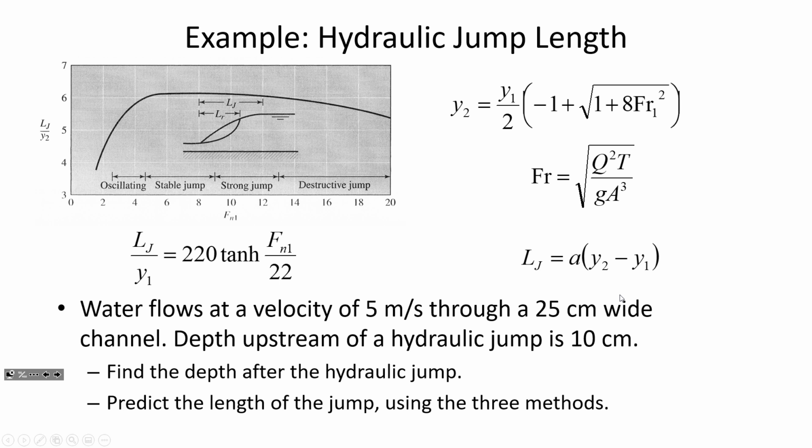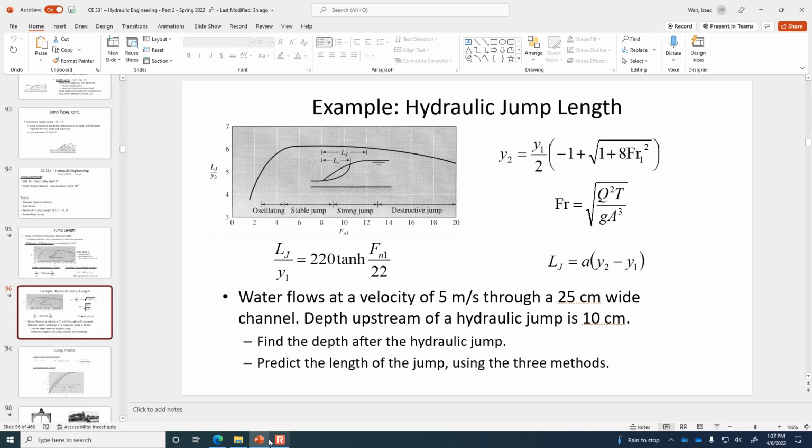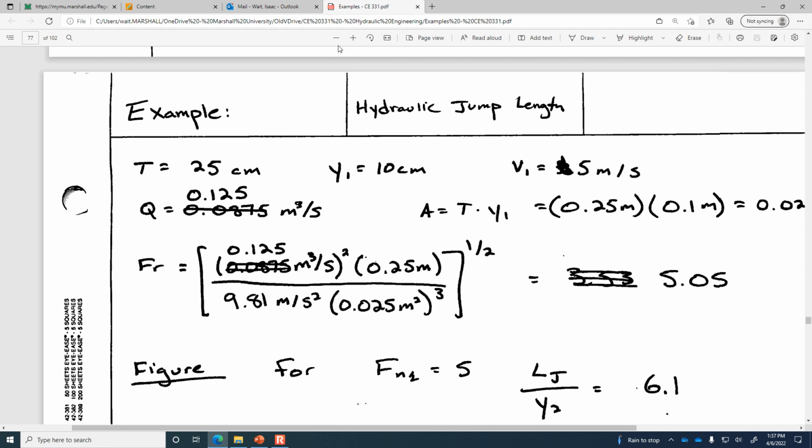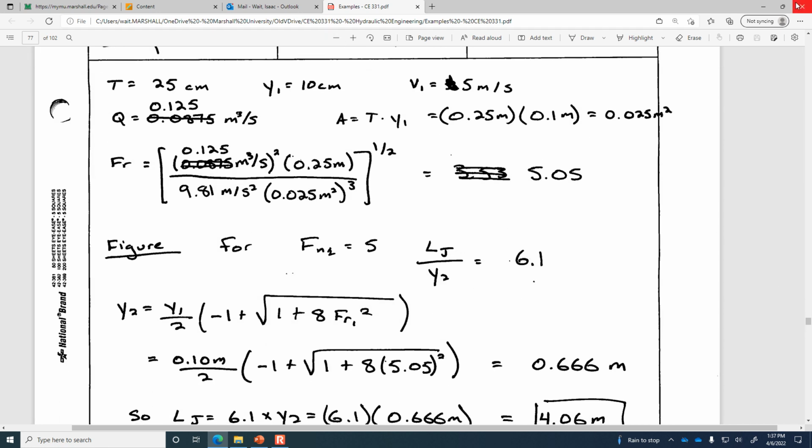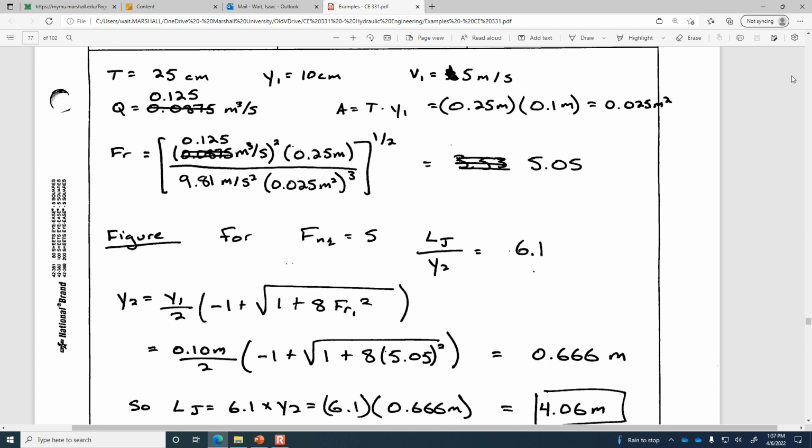So the Y1 depth that we were given, the upstream, is 0.10 meters times -1 plus the square root of 1 plus 8 times the Froude number squared. The Froude number that we're putting in there is 5.05, and we'll square that. Okay, so when we do, the depth after the jump is 0.666 meters.